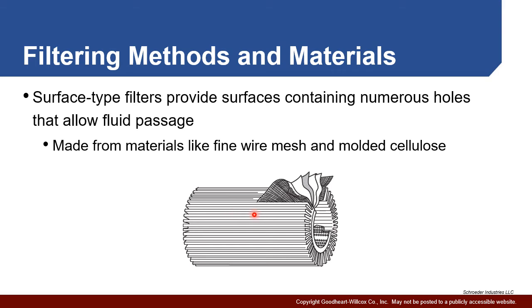Because keep in mind, one thing that's problematic about surface type filters is once those holes, those passageways start to fill up, then you're going to tend to have a clogged filter and cause pressure drop. So these are inexpensive, but one of the downsides of them is they don't have a very large holding capacity. But they're relatively inexpensive. These can be made with wire mesh or molded cellulose, essentially just paper, and in most cases they're designed to be disposable. Wire mesh ones, on the other hand, are usually designed to actually be cleaned.